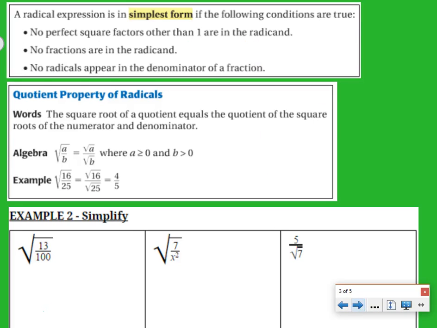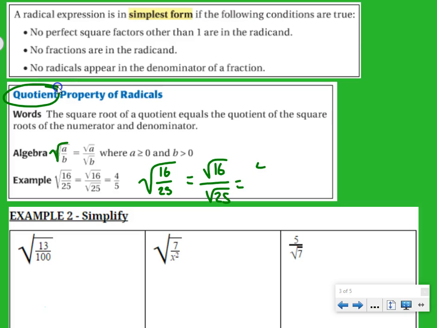Next example is the quotient property of radicals. Works the same way as the multiplication one, except now with quotient we're working with division. So the square root of a fraction is equal to the square root of the numerator over the square root of the denominator. Okay, so here in this example we have the square root of 16 over 25. We can break that apart to be the square root of 16 over the square root of 25, which then allows us to simplify to 4/5.